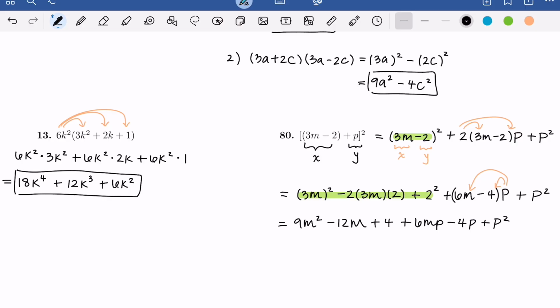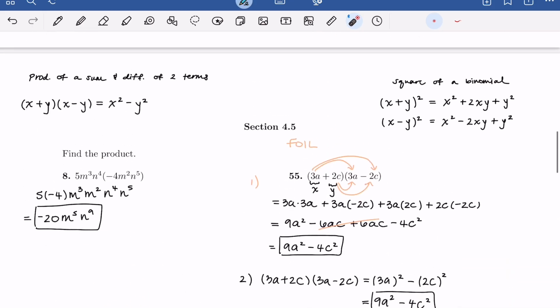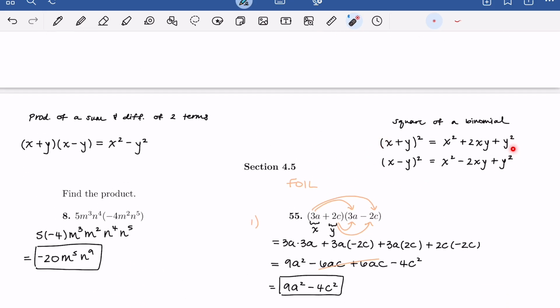All right, now that's as far as we can go. We can't simplify this any further. We can't combine any like terms. So this would be our final answer for this one. All right, so that was a lot of steps here. Just to recap, we used both of these equations here in that example. We recognized that we started out with the sum of these two terms and we're squaring it.